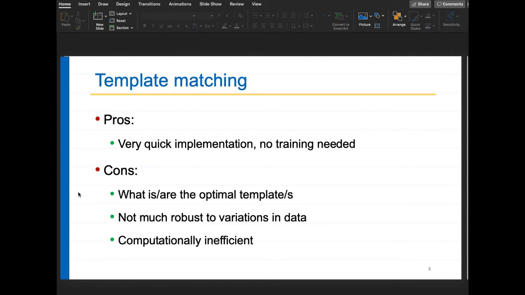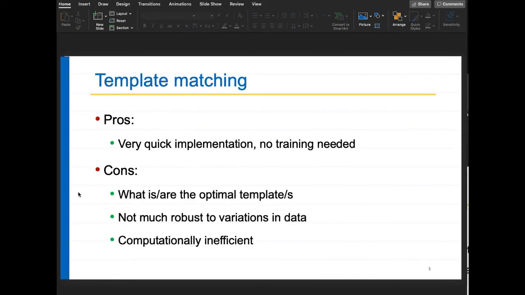Template matching is also used for image classification. And when it fails miserably, it fails unexpectedly, and then you cannot do anything about it. It just fails. So that is the problem with template matching. Not very robust to variations in data. And computationally it is very inefficient. The same utterance you have to match with each and every one of these templates, and it's very inefficient.